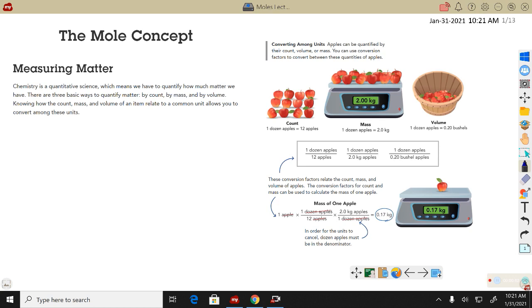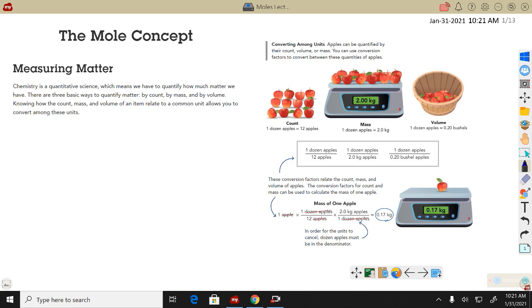And so give this a chance here. This first section is getting us eventually at something called a mole concept, which is a way of measuring amounts of atoms and molecules. But before we get to atoms and molecules, we're going to think about it in terms of things that are a little more concrete, like apples.